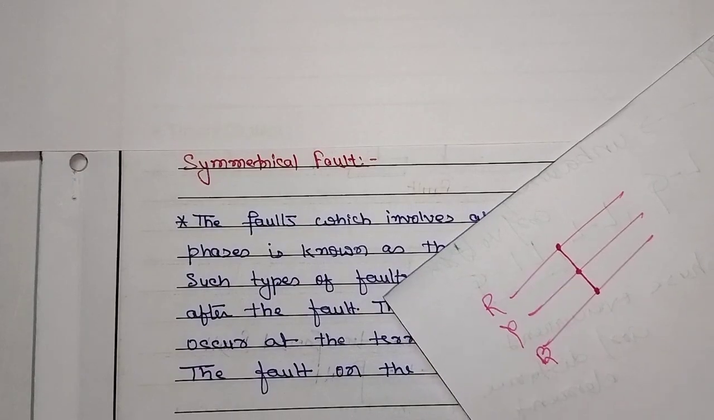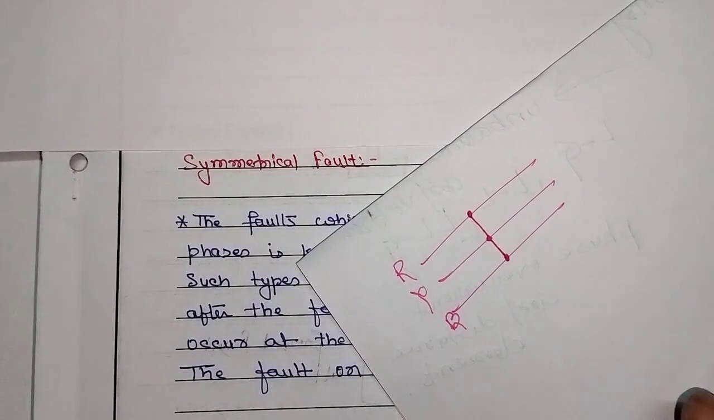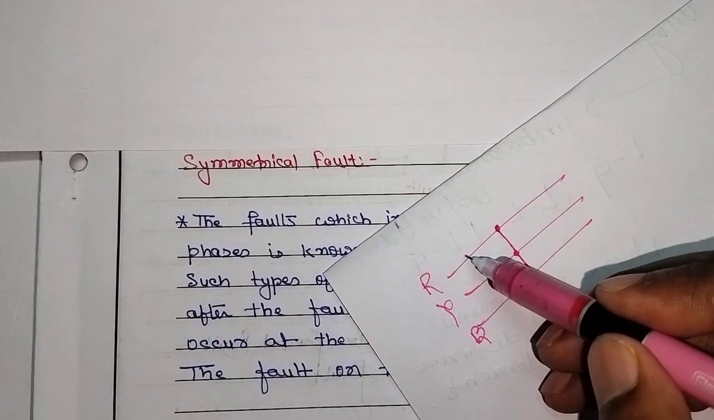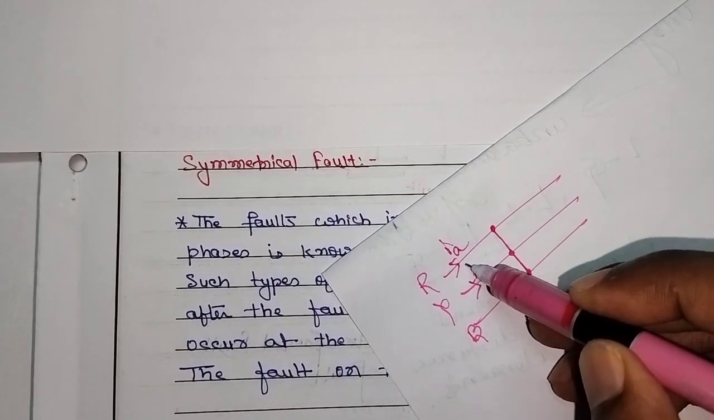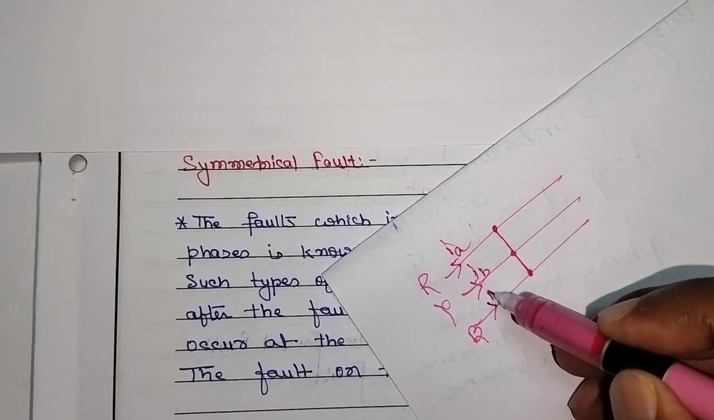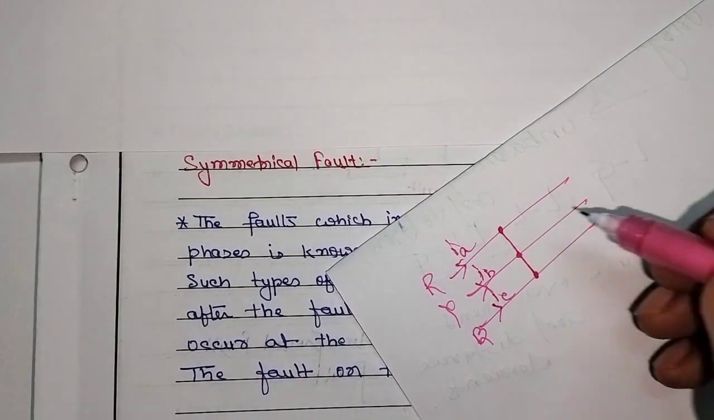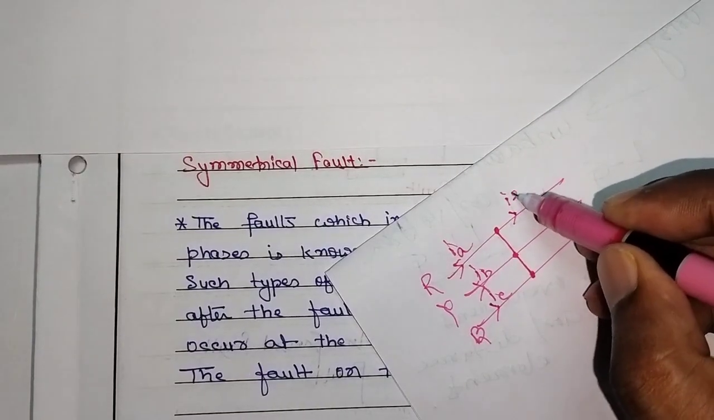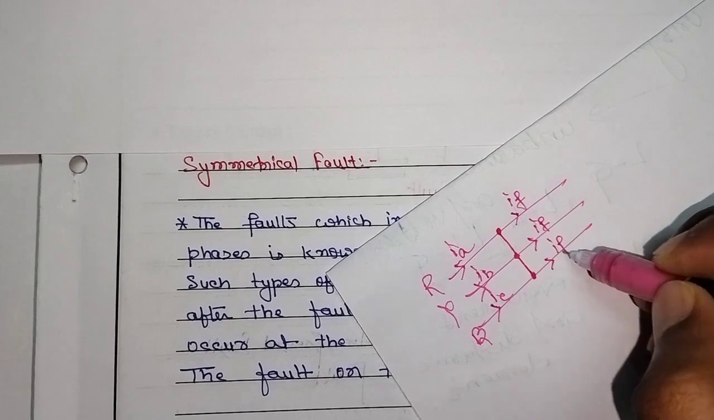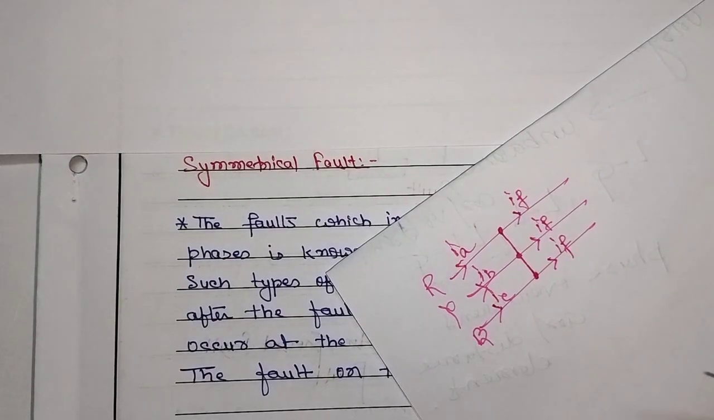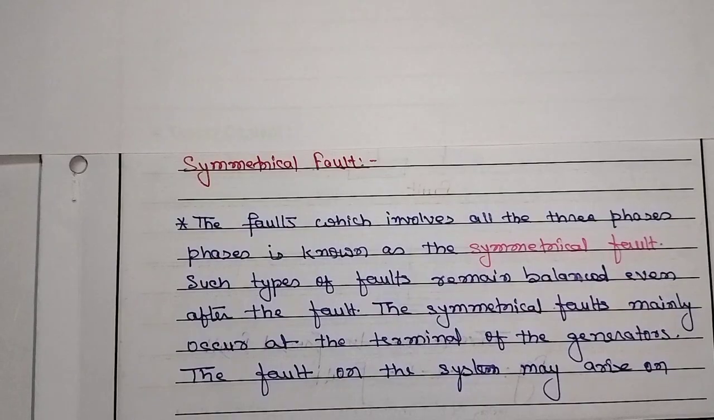Suppose we consider the pre-fault and the post-fault conditions. In the pre-fault condition, before the fault occurs, the current IA is flowing through this one, IB is flowing through this one, and IC is flowing through this one. After the fault occurs, suppose the current IF is flowing and IA will flow. So after the fault also, the same current will flow through the system.